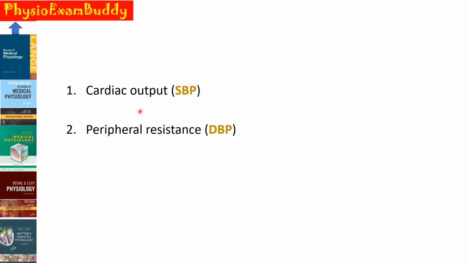So the main determinants of arterial blood pressure are cardiac output, which determines our systolic BP, and second one is the peripheral resistance, which determines the diastolic blood pressure.